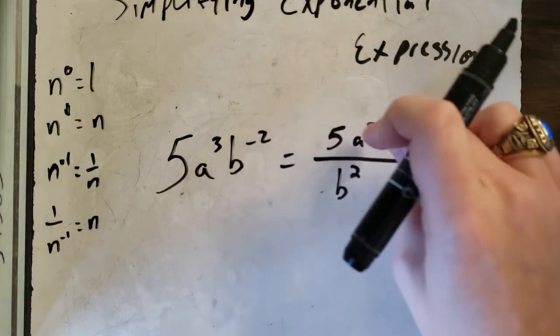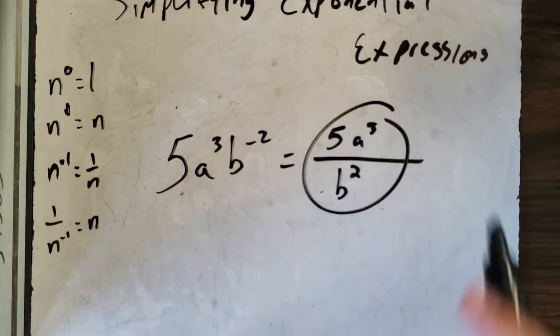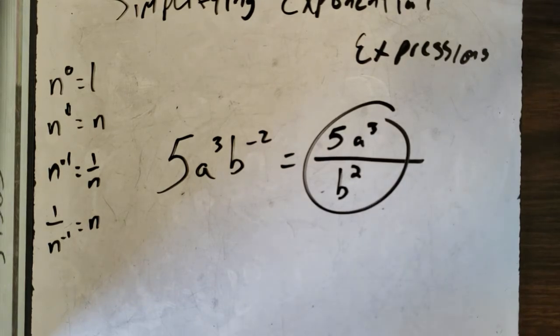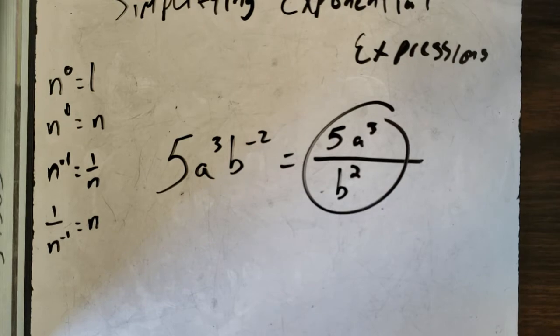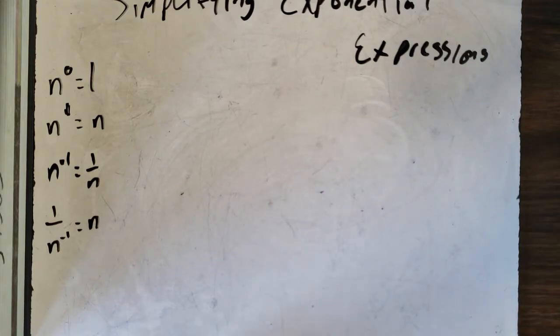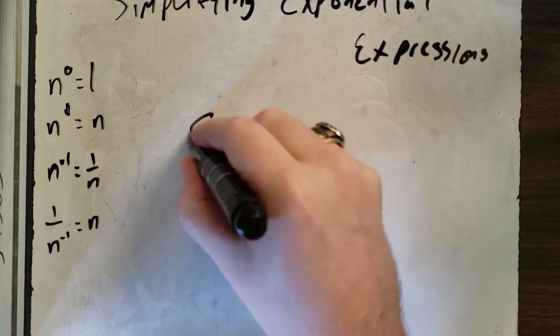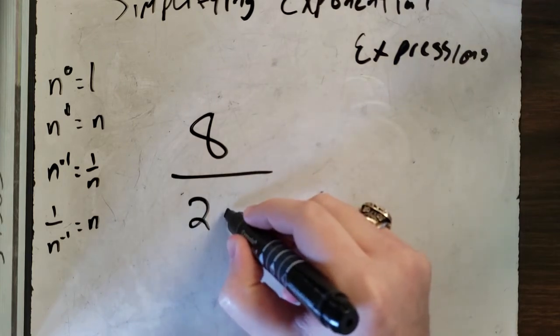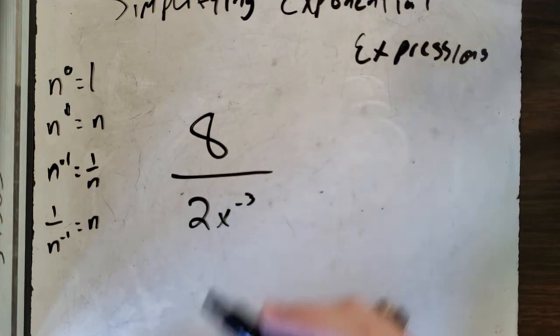And because they're all different terms, that's going to be our answer. Okay, we're just moving stuff around, guys. We're not making this complicated. We're not doing anything crazy here. Moving things around. Okay. Let's try one more. Let's do 8 over 2 x to the negative third.